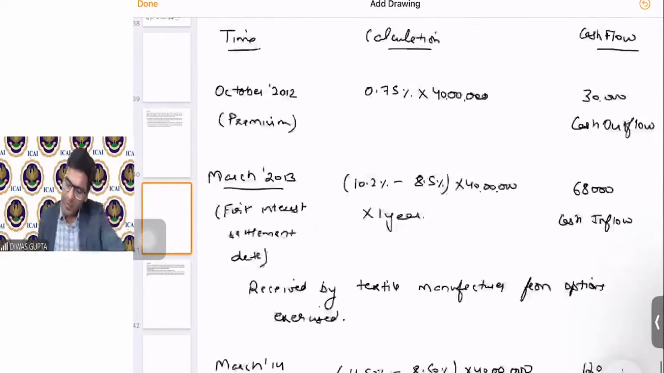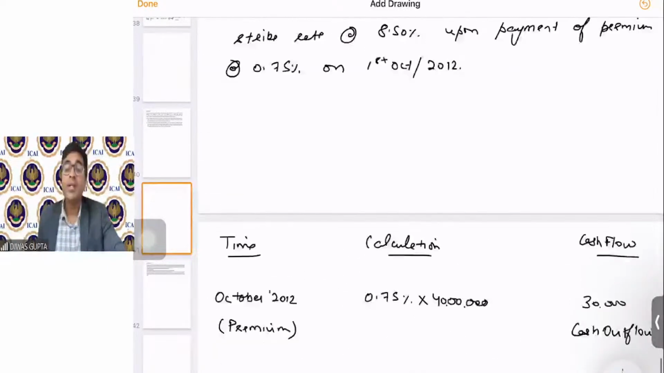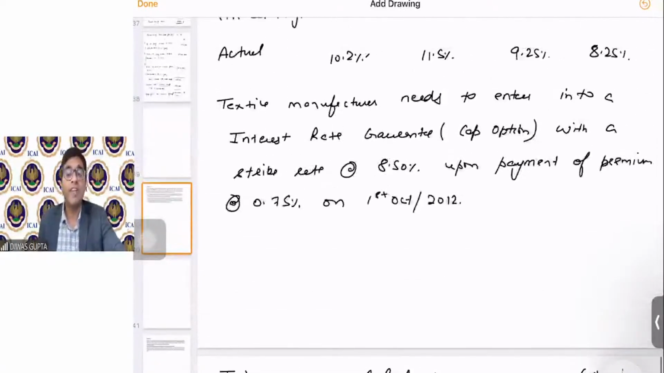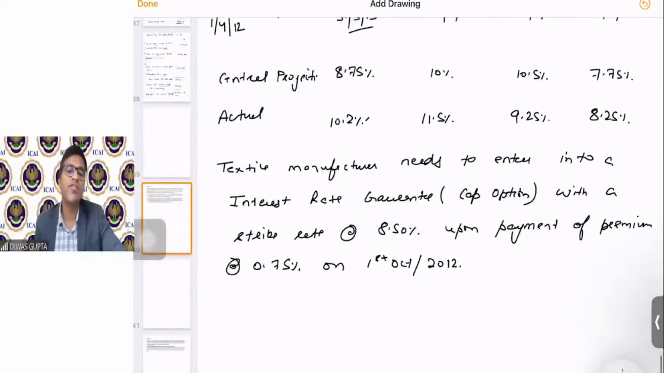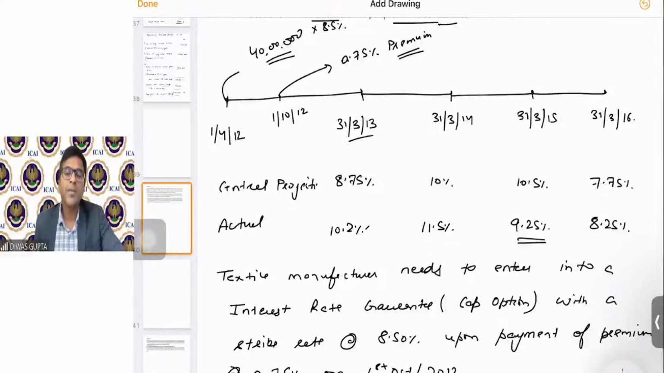Then March 15, students. March 15, what is the rate now? 9.25. Still, it is better than 8.5 because the strike rate is 8.5. The option will be in the money for 2015 as well.